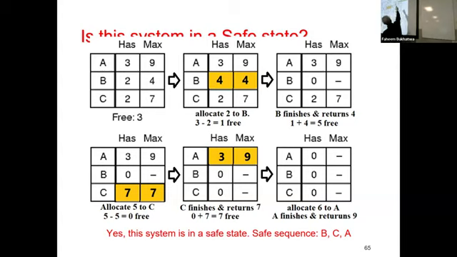Now we can look at the top one, it only needs 6. So we give it 6, we have 1 left, but then it gives us back all the 9, and we get back. So yeah, the system is in a safe state, and the safe sequence is B, C, and A. It's important to find out the safe sequence.